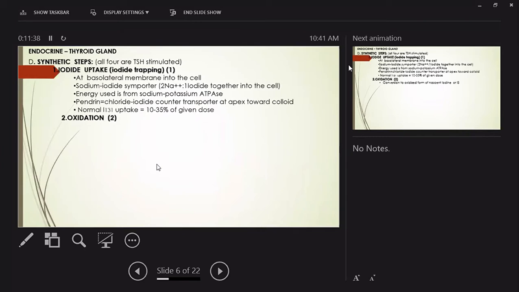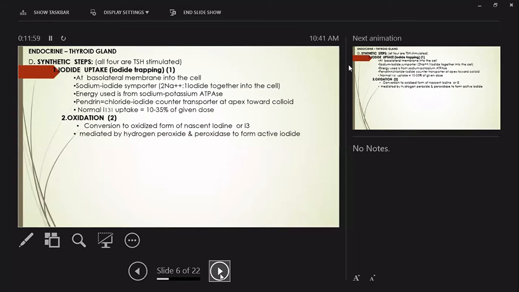Next is oxidation. The next step is oxidation of your iodine, conversion to the oxidized form of your nascent iodine, or I3. This is mediated by hydrogen peroxide and peroxidase to form active iodide.